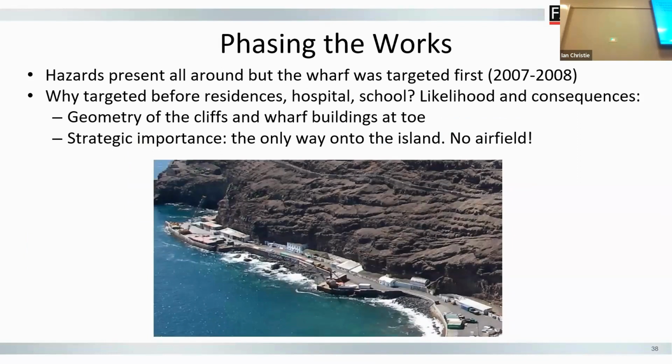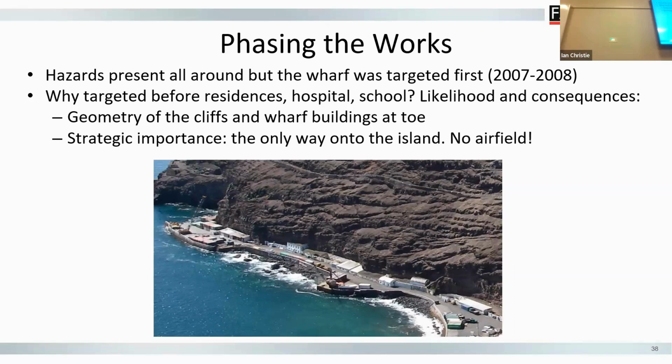So why did we do the works in 3 phases? Well, it was very expensive for a start, so we had to do it in stages. But it was actually the wharf that was targeted first. And a lot of people ask why. Why would you do that before you did the hospital or the school or houses or whatever? And it came down to 2 things. Number 1 is the geometry of the cliffs. It's an awful lot steeper above the wharf there, so anything that falls off is going to hit something.